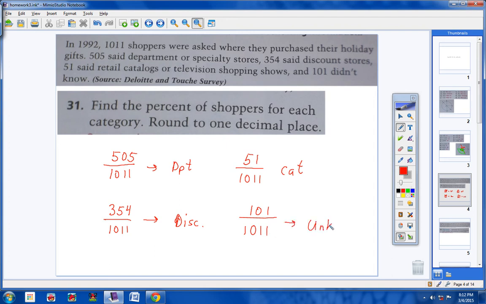Now, the reason I wrote them as fractions is that I kind of looked ahead. I cheated a little bit. It says right here, find the percent of shoppers for each category. Round to one decimal place. So 505 divided by 1,011 is 49.95. It says round to one decimal place, but I'm going to break the rules here. I'm just going to round to a whole percentage to make it a little easier. So sorry. 50%. Alright, okay. Let's come over here. 51 divided by 1,011 gives you 5%.